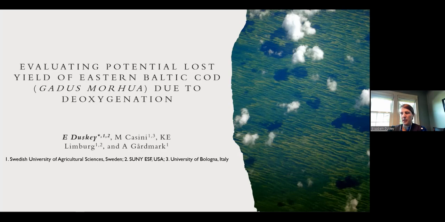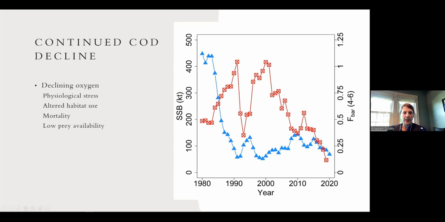Just waiting for slide transition here. So maybe try to switch with the rows on your computer or by clicking on it. Okay. Okay. All right, here we go.